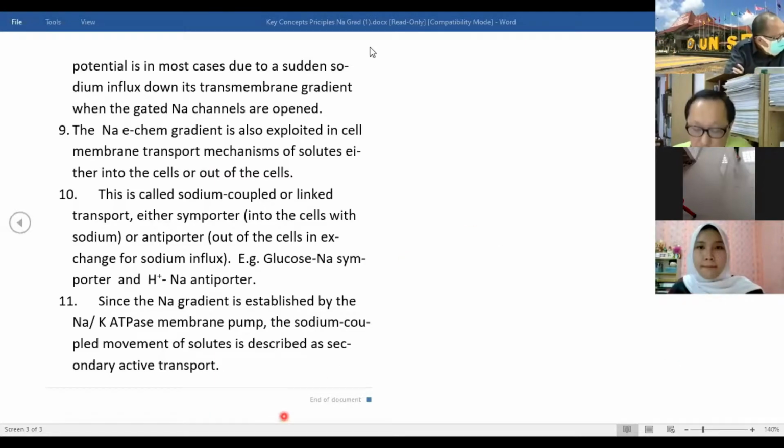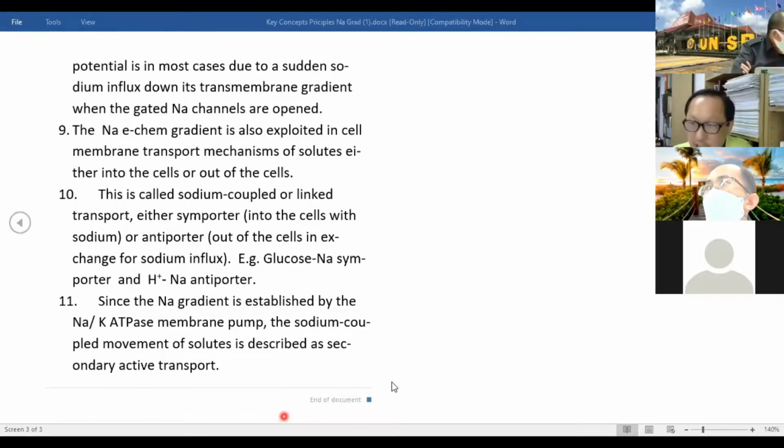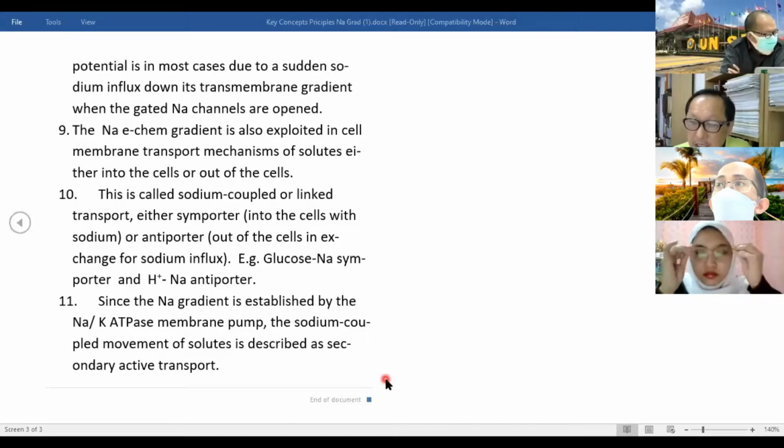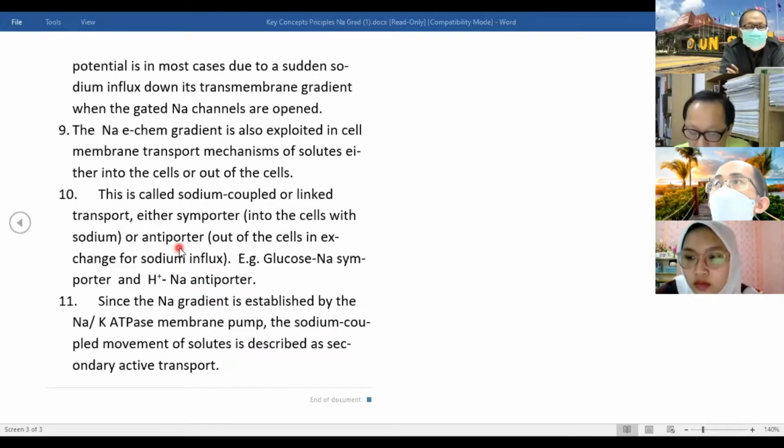To elaborate a little bit more, point number 10: this is sometimes called sodium coupled or linked transport. In other words, the movement of the solutes is linked to the potential energy present in the sodium electrochemical gradient. If the sodium electrochemical gradient brings solute into the cell, since it is brought in together with the sodium, we call this a symporter. If the sodium gradient is exploited and the energy is used to bring solute out of the cell, we call this an antiporter. This is in the opposite direction.